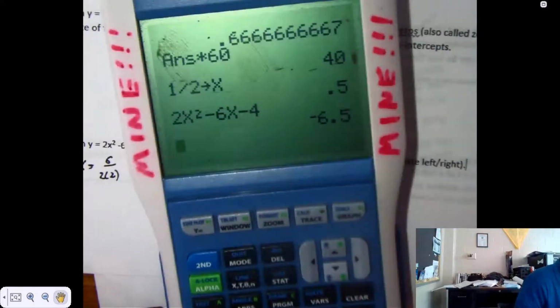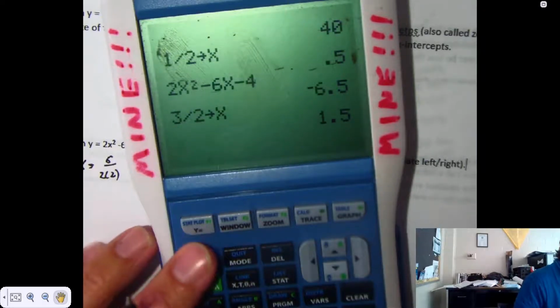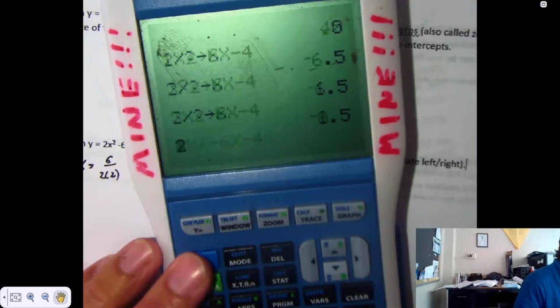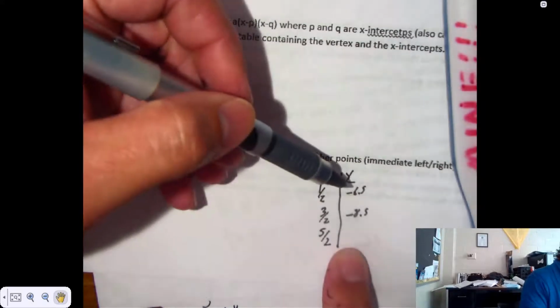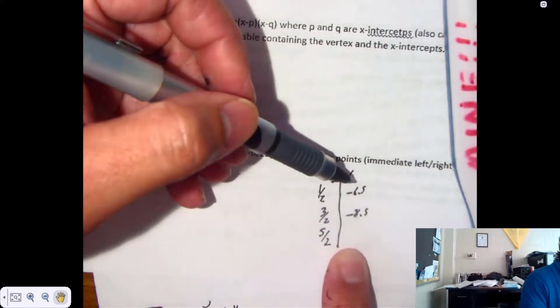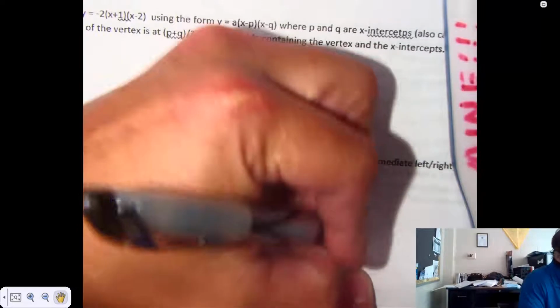But I will show you why I kind of like the unit left, unit right here on this one. Take 3/2, store it to x, second enter, so I don't have to retype all that stuff. Negative 8.5. Now what's going to be true about this top one and bottom one? They're going to be the same. It's called symmetry. So I don't need to do it twice.